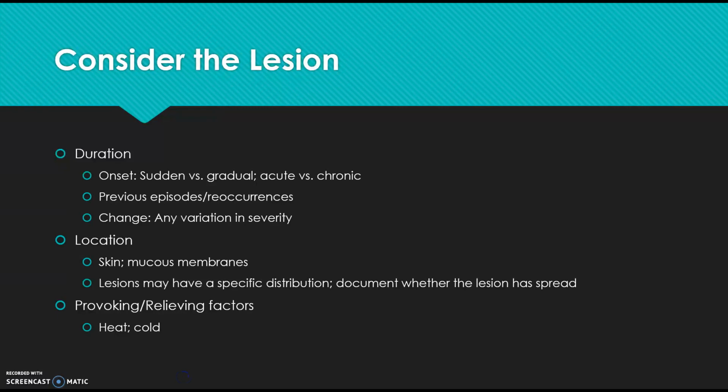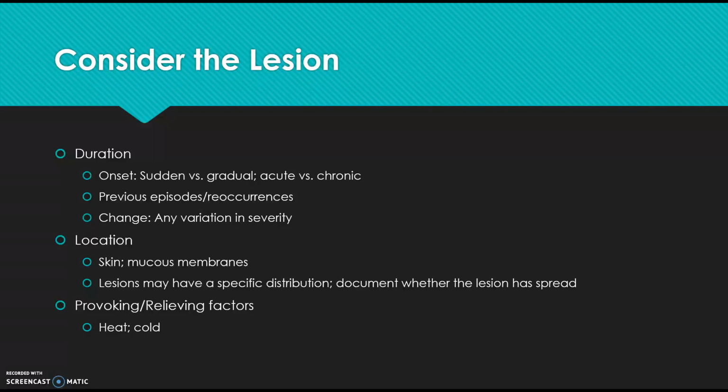Then you also want to consider the lesion. So, what type of lesion is it? And considering that, how long has it lasted? When was the onset? Was it sudden or was it gradual? Is it an acute presentation or an ongoing chronic problem? Have there been previous episodes or reoccurrences of whatever the lesion is? Has it changed in any way? Has it fluctuated or has it been persistently the same? Any variation in the severity?